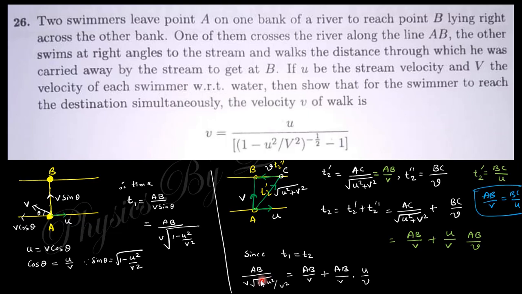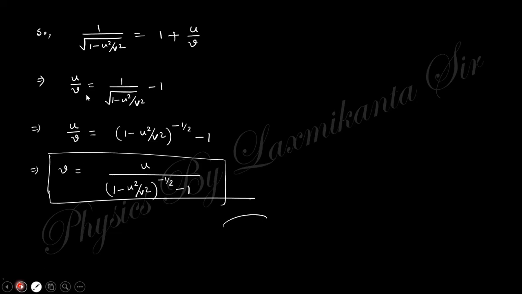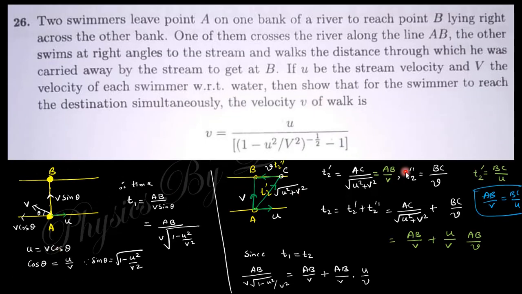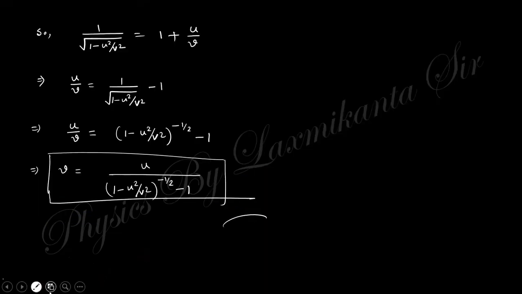Since these two are simultaneous, the destination is simultaneous, so these two times must be equal. If you equate these two times, you can easily get this AB by V cancelled out, and finally obtain this relation. There is no problem. I think this concept is clear. If there is any doubt, you must comment in the comment box. Go to the next one.